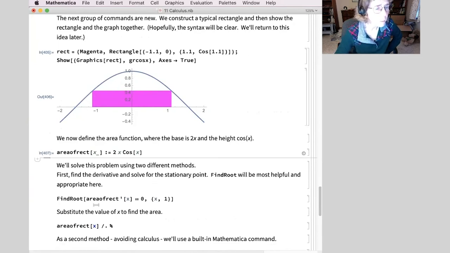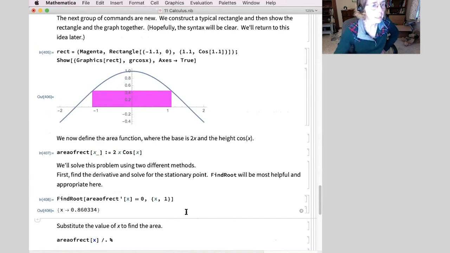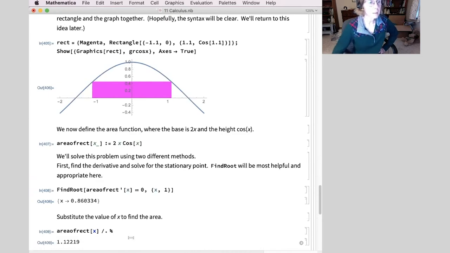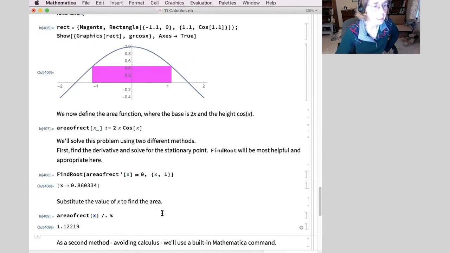All right, now, a couple different methods for doing this. FindRoot, we talked about that earlier. I've got trig in this and a non-trig algebraic piece too, so I better use FindRoot for solving this. Here's my derivative of this function equals 0, and a guess starting at x equals 1. And then I get an x value. Well, if I take the area of my rectangle, here's my function, and substitute for x, my 0.86 stuff, then I will find the area I'm interested in.